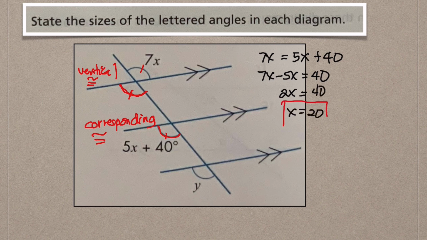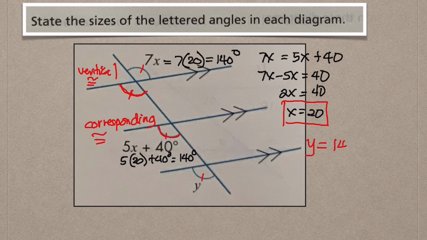So substitute the value. Let's find out if it's correct. So 7x, meaning 7 times 20, is equal to 140. Let's find out on the other side. 5 times 20 plus 40, yes it is, equal to 140 degrees. And now let's solve for y. Check the relationship of these two angles. They are corresponding, okay? And since they are corresponding, therefore they are congruent. Since this is equal to 140, therefore y is equal to 140. So they are corresponding angles.